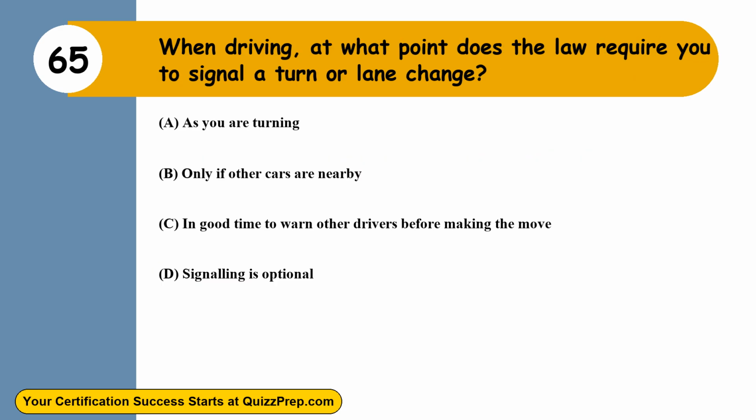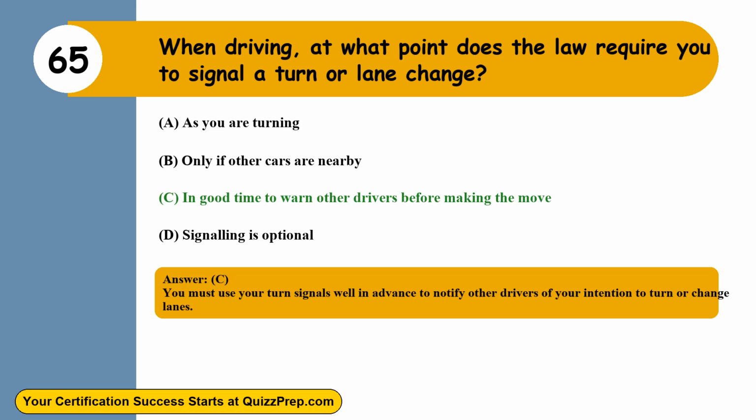Question 65. When driving, at what point does the law require you to signal a turn or lane change? Option A. As you are turning. Option B. Only if other cars are nearby. Option C. In good time to warn other drivers before making the move. Option D. Signaling is optional. The correct answer is option C. In good time to warn other drivers before making the move. You must use your turn signals well in advance to notify other drivers of your intention to turn or change lanes.